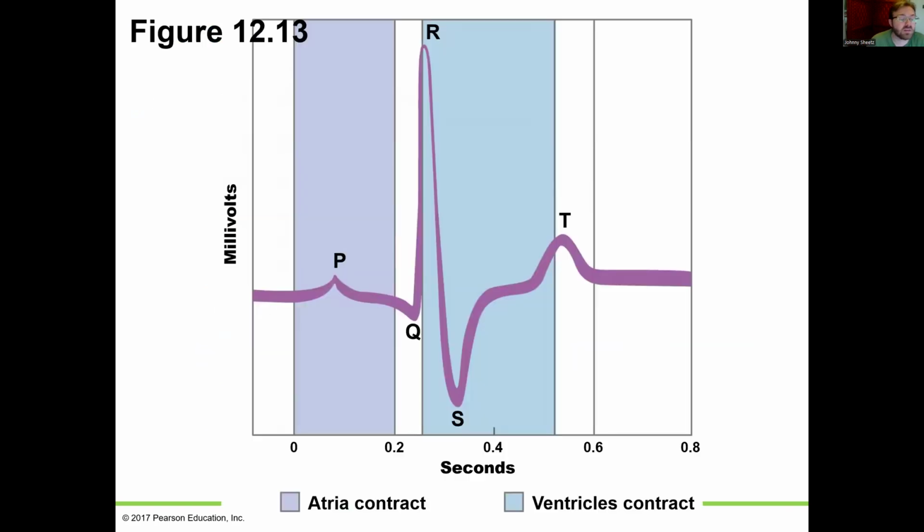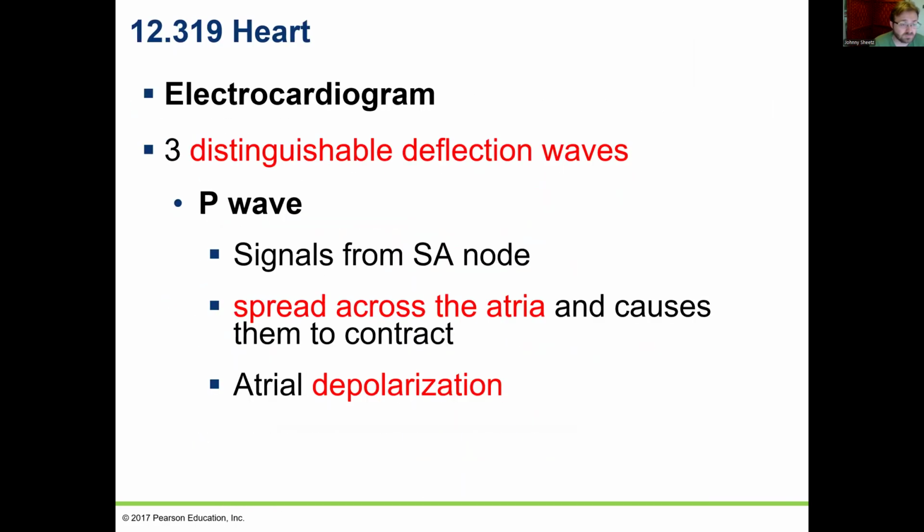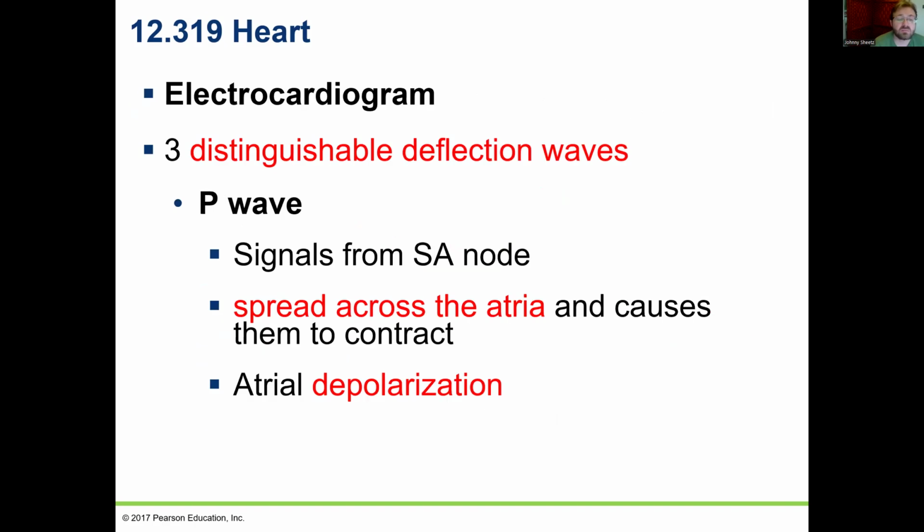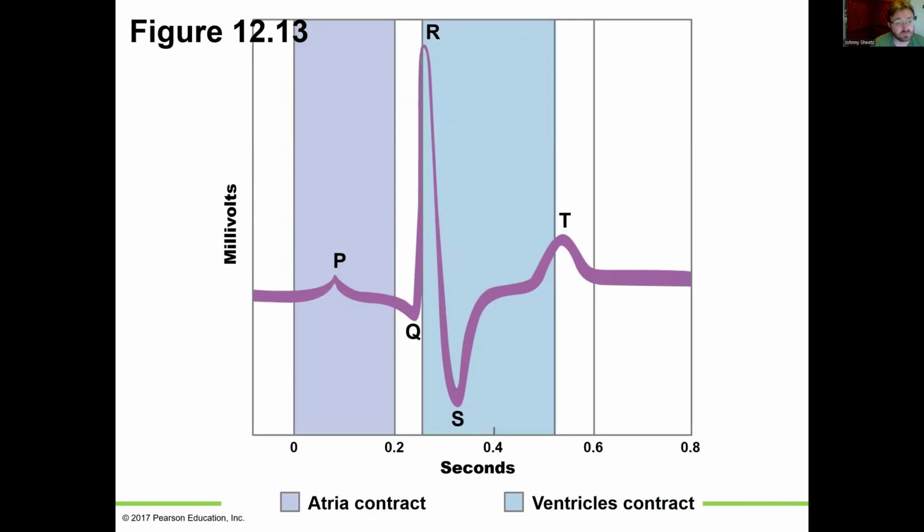So showing this in terms of electrical potential, here is our P, our Q, our R peak, and our S trough, and then our T recovery. So QRS, spreading of signals through the ventricle and ventricular contraction. T, return to normal. P, start of signals from the SA node.